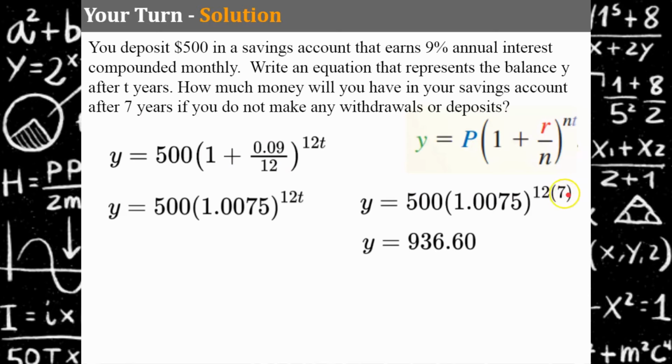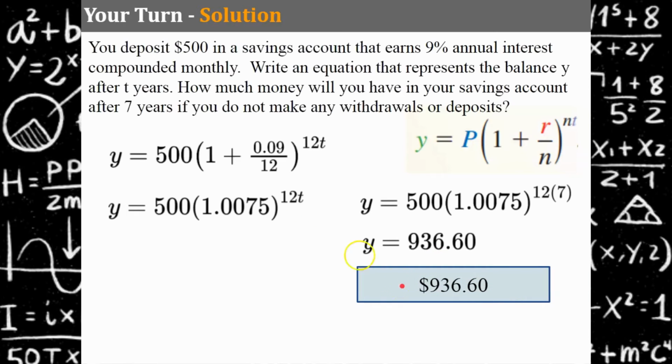Let's do the math. 12 times 7 on your calculator, that's the exponent. So 1.0075 raised to that exponent, which is 84. Then multiply that value by 500. That will give you a new balance of $936.60. So you can see that we've earned $436.60 in the 7 years.